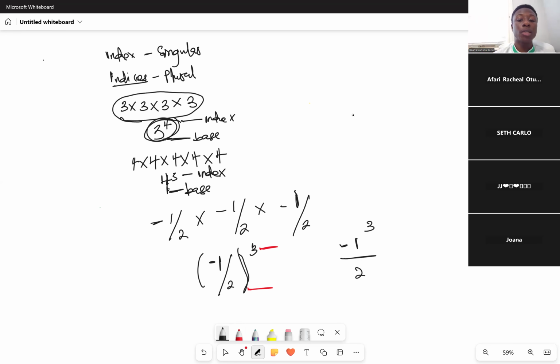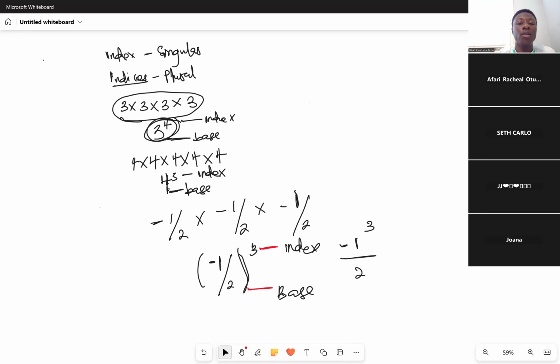So now, following the representation of negative 1 over 2 times that, times thrice of that, I mean, following the new representation, which one is the base and which one is the power, the exponent? I think the negative 1 over 2 in the bracket is the base, and then the 3 is the power. You're right. So negative 1 over 2 is the base, and 3 is what? The index.